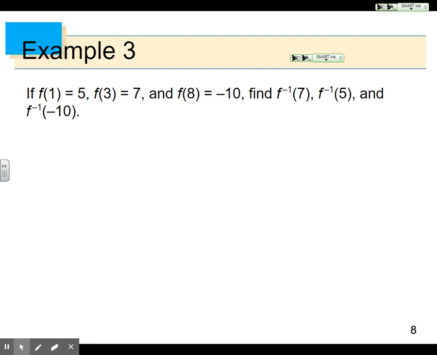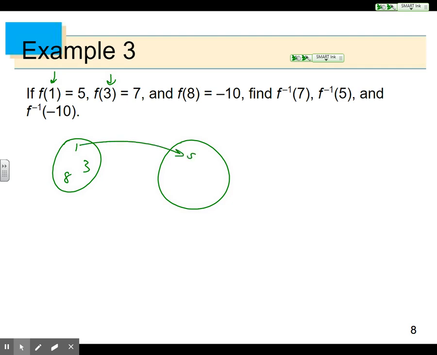So, they've told me some function values. It wants me to find the inverse. I'm going to overteach this by a lot real quick, so bear with me on this. I'm going to go back to my Venn diagram. And so these are all my input values that are in parentheses. The 1, the 3, the 8, that's it. And we see that the 1 is mapping to the 5. The 3 is mapping to a 7. The 8 is coming over here to a negative 10.